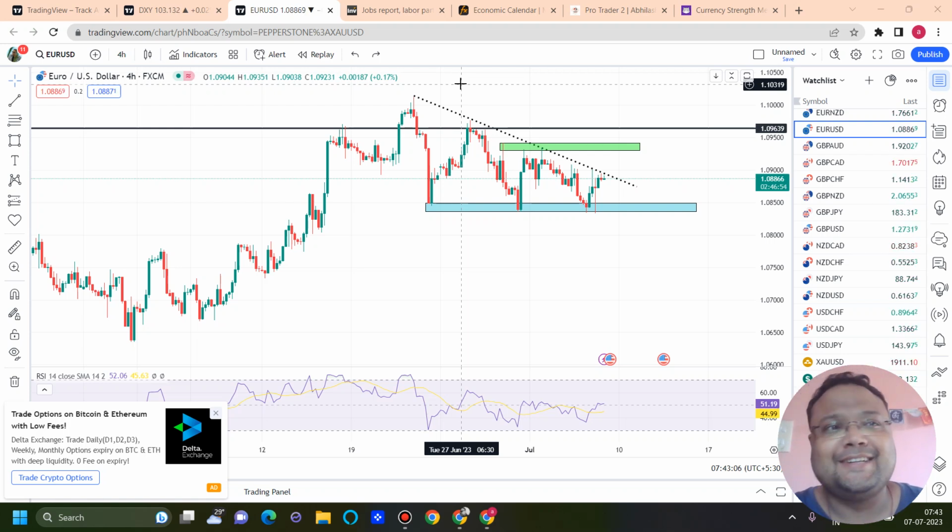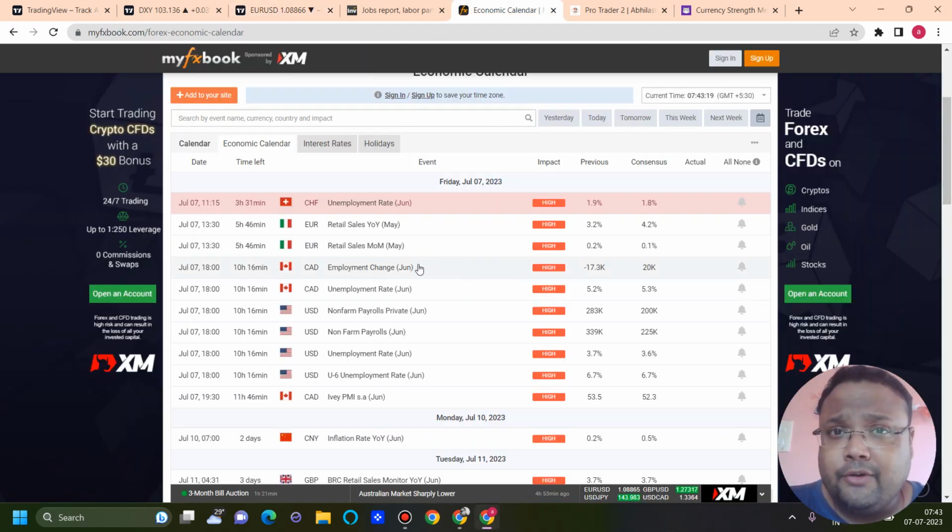So let's get started. So my dear friends, this is the Forex chart of Euro USD in front of us, and today is the first Friday of the month. So it's the NFP day, non-farm payroll. So my dear friends, market will be extremely volatile during the US session.